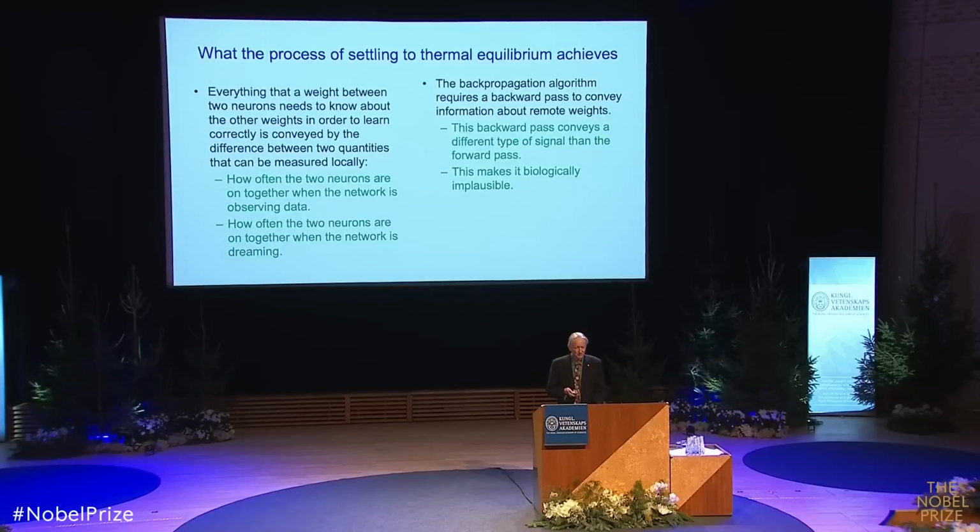The reason that's surprising is because in an algorithm like backpropagation, which is what all the neural nets now actually use, you require a backward pass to convey information about the other weights. And that backward pass behaves very differently from the forward pass. In the forward pass, you're communicating activities of neurons to later layers of neurons. In the backward pass, you're conveying sensitivities. You're conveying a different kind of quantity altogether. And that makes backpropagation rather implausible as a theory of how the brain works.